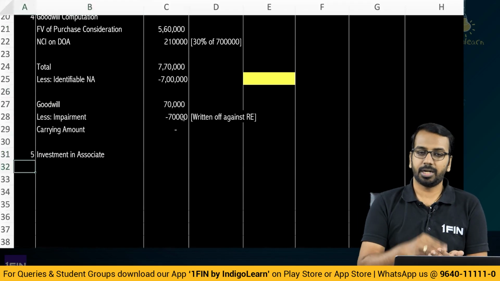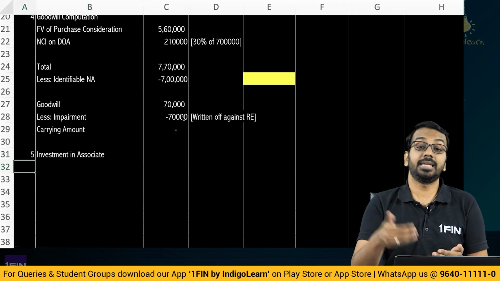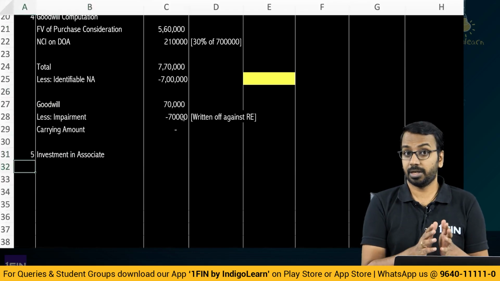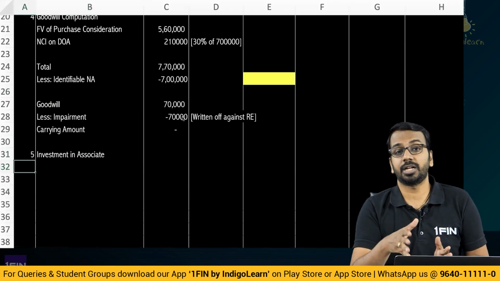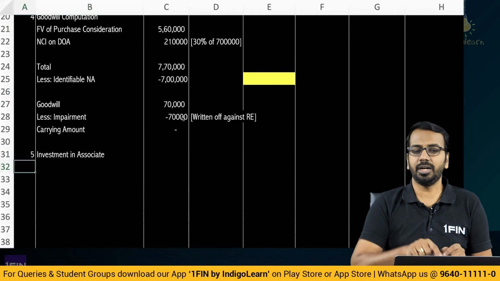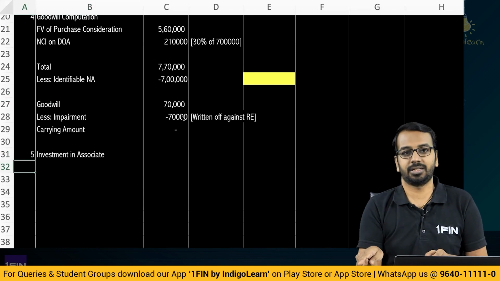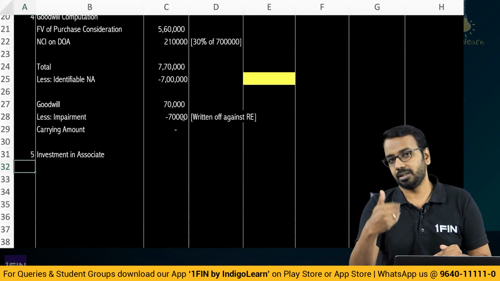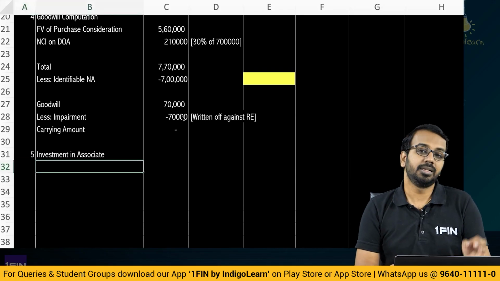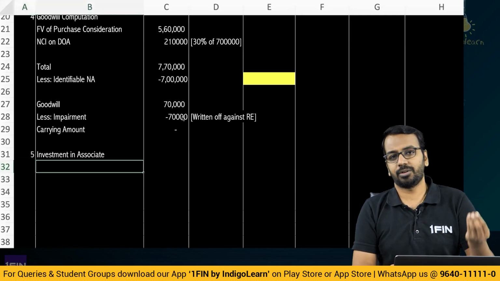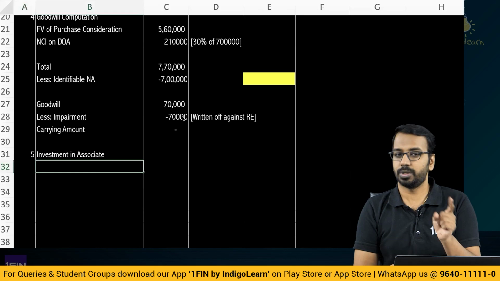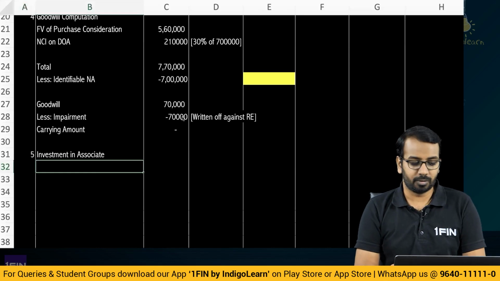You will take the investment, you will add the share of profits less any dividends which have been received. Now, in the first assumption, we are saying that dividend has not yet been declared in the current financial year. It is actually declared in the next financial year, and subsequently we will take the other two assumptions as well. Then for investment in associate, we need to calculate what is the goodwill attributable. We will not show it separately, but we need to do the calculation.